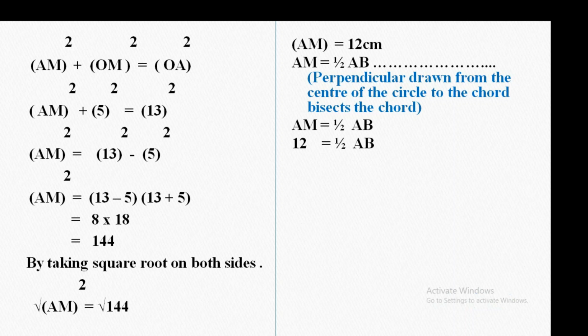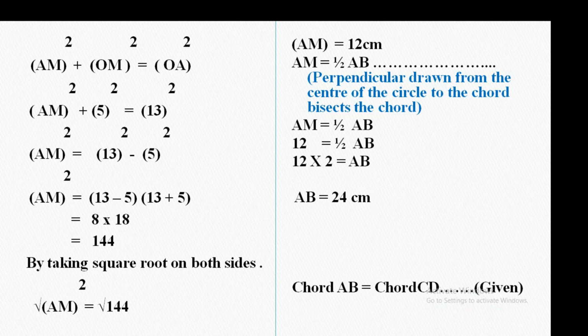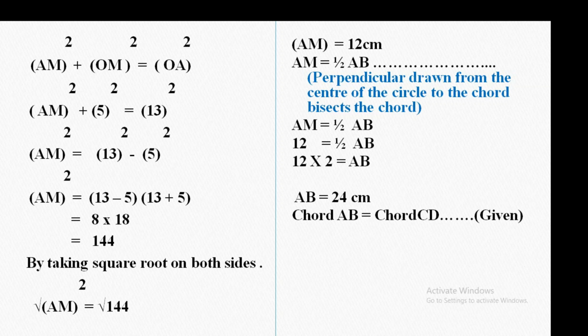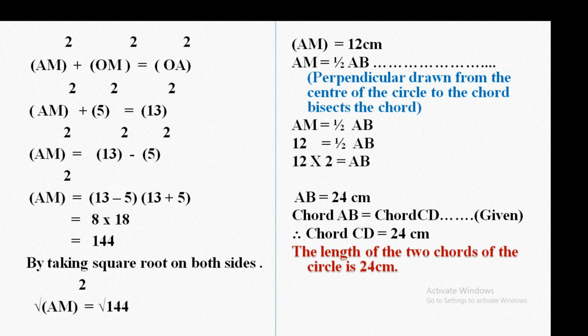Now this 2 is in the division, when you transpose it to the left hand side, so 12 into 2 is equal to AB. So AB is equal to 24 centimeter. But chord AB and chord CD, that is given to us that they are congruent to each other. So if AB is 24 centimeter, CD also becomes 24 centimeter. Therefore, the length of the two chords of the circle is 24 centimeter each.